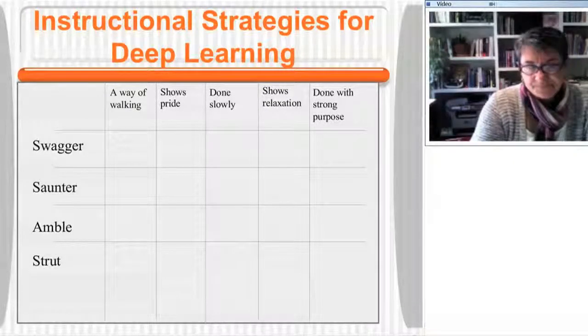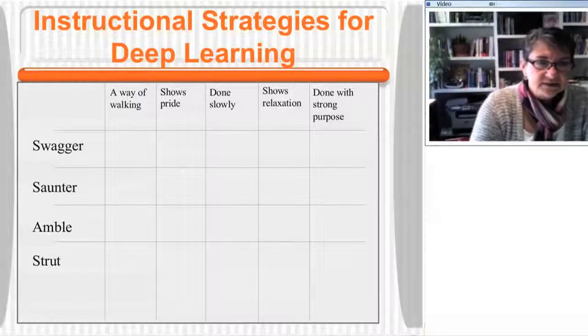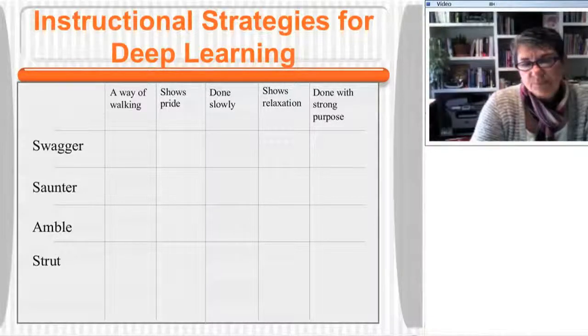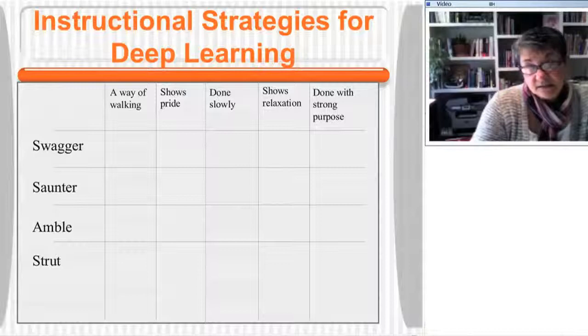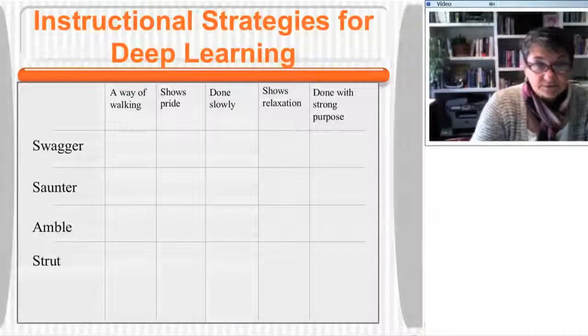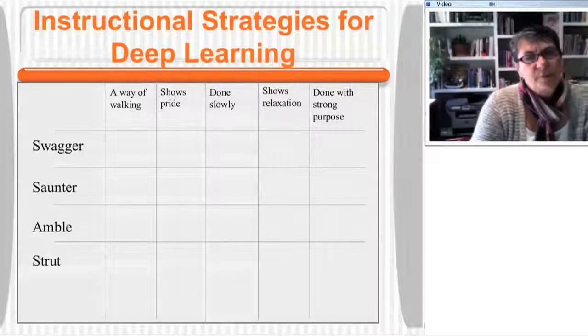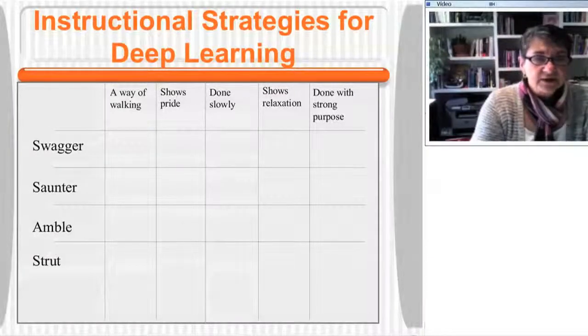Okay, so now across the top, I have some characteristics of that kind of walking. So a way of walking, well, I think each one of those is a way of walking. Something that shows pride, well, not all of them show pride. Something that's done slowly, and some of them aren't done slowly. Shows relaxation, some of them do, and done with strong purpose. So those are the characteristics that I wrote across the top.